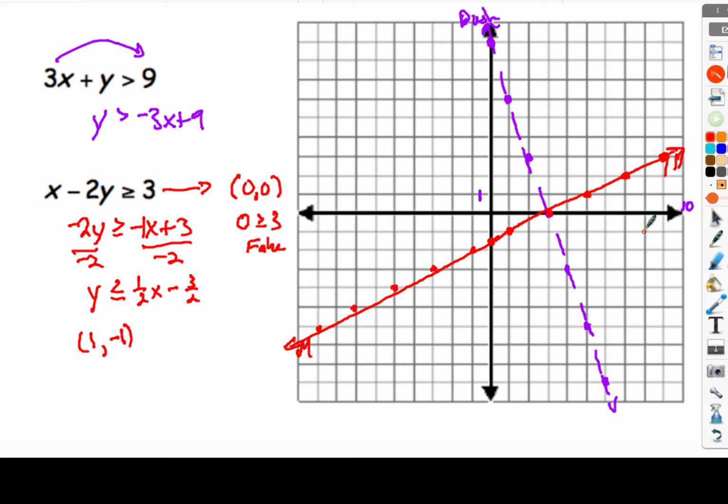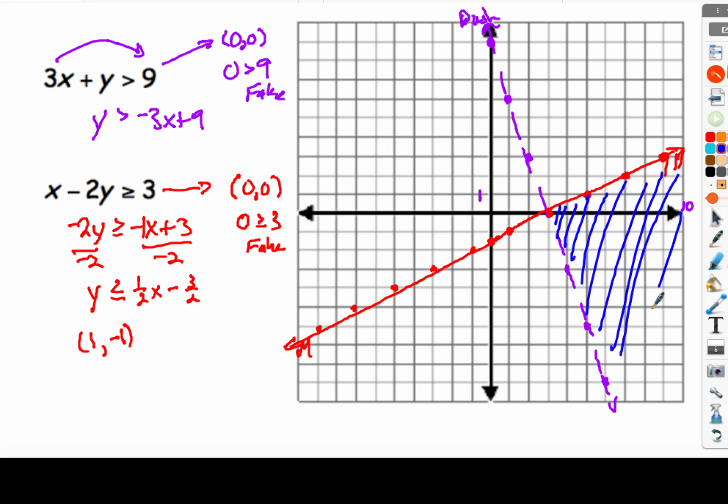But at the same time, again, I'm going to do the same thing up top here. If I check 0, 0, 0 times 3 plus 0 would be a 0 greater than 9. And again, because that's also false, well, from the purple line, if 0, 0 is false, I'm going to shade sort of above or to the right. So where we really want to be is below the red to the right of the purple. So we're going to be down here in the lower right. That's my shaded region. That's my good region of answers.